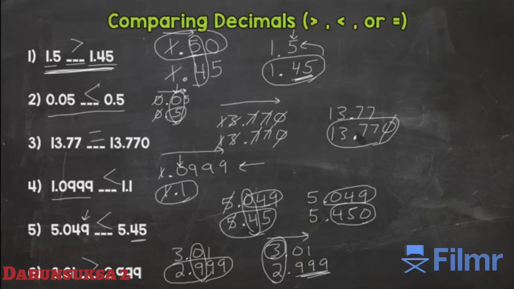So line your decimals up, go left to right, use placeholder zeros if need be, and comparing decimals isn't too bad. So head over to the mastery check, and I have some over there that you are going to try on your own to see if you have it down. So see you at the mastery check.